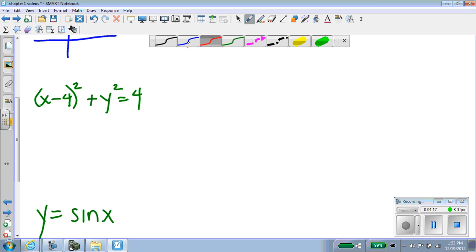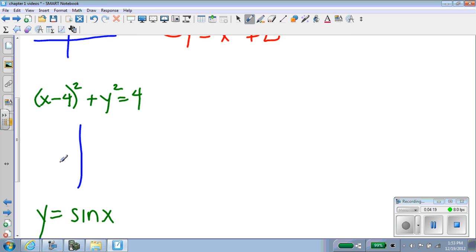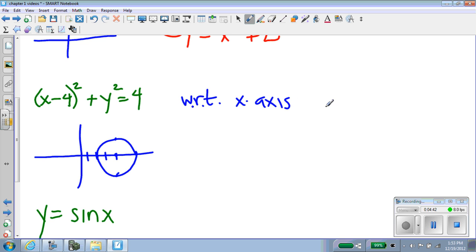Okay, here we have again a circle, only this circle has center at 4, 0, radius 2. It does not have symmetry with respect to the y-axis, but it does have symmetry with respect to the x-axis. There is no function equivalent for an equation that has symmetry with respect to the x-axis because it's not a function.